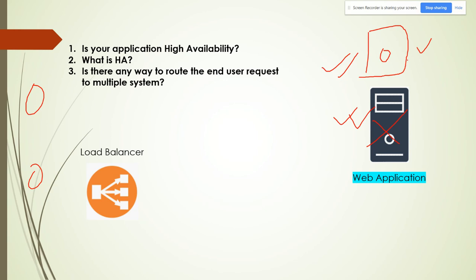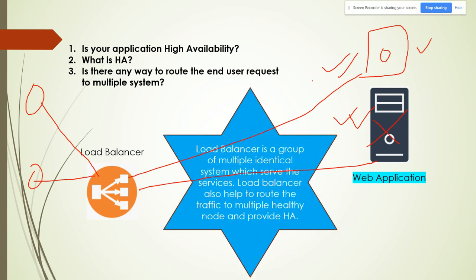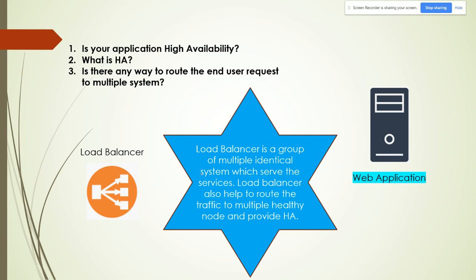So the third question, is there any way to route the end user request to multiple systems? Definitely yes, with the load balancer you can do this. Okay, so what happens? The end user request will come to the load balancer, and the load balancer balances the request. It routes the traffic accordingly to this system, this system, this system. It routes the request. Okay, the next question that comes to mind. What is a load balancer? So the load balancer is a group of multiple identical systems which serve the services. The load balancer also helps to route the traffic to multiple healthy nodes and provides high availability. Okay, so this is very simple and clear. What does it mean and how does it work?